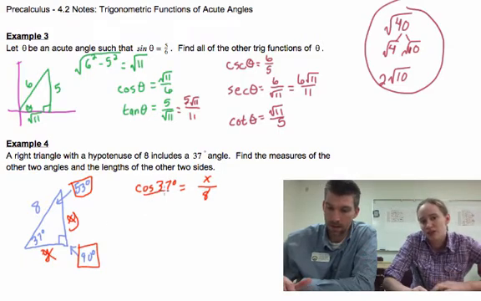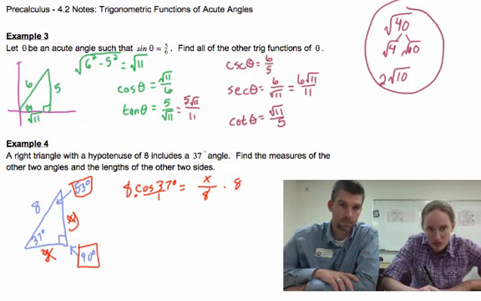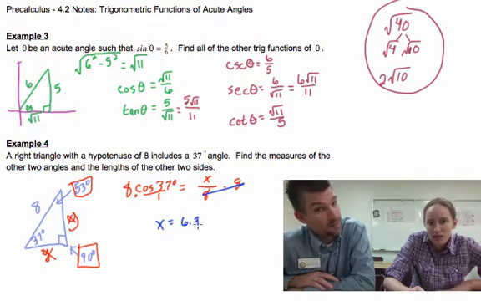How do we solve this? There's a cross multiplying kind of situation going on, or just think of it like you're timesing 8 on both sides, whichever way makes you feel more comfortable. So 8 times cosine of 37 degrees is 6.389. You'll need a calculator.